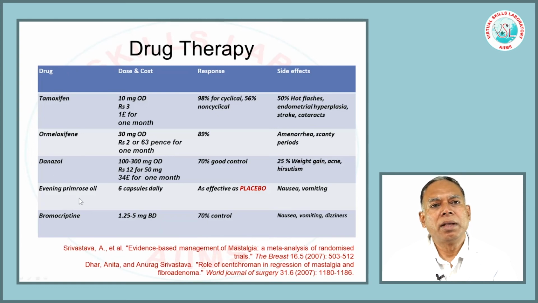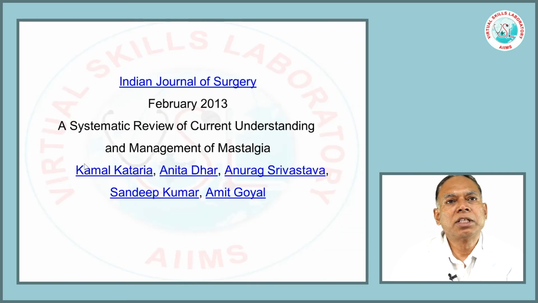Danazol and evening primrose oil, Bromocriptine have all been shown here just to complete the list. However, they all have major side effects and they are all very expensive. Therefore, they are not currently recommended as the first line therapy. However, if patient is not getting relief by tamoxifen or ormeloxifene, one can switch to second line drug, that is Danazol.